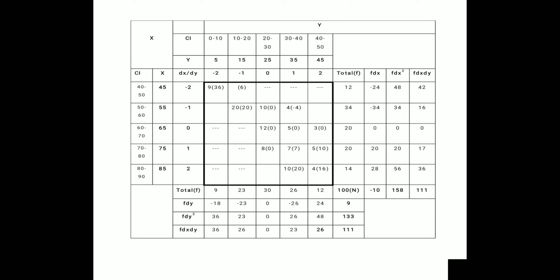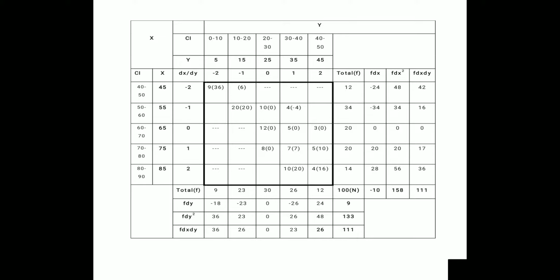The same procedure has to be followed for dy calculation, that is 5 minus 25, that is minus 20, divided by the class interval gap, that is 10. So minus 20 divided by 10, that is minus 2 here. So the same calculation has to be followed for each column value of dy. So now we have obtained dx and dy, and the bold lines that you can see in the table, all those are the frequencies inside the bold lines, and the values in the brackets are f dx dy, that I will discuss in the later part.